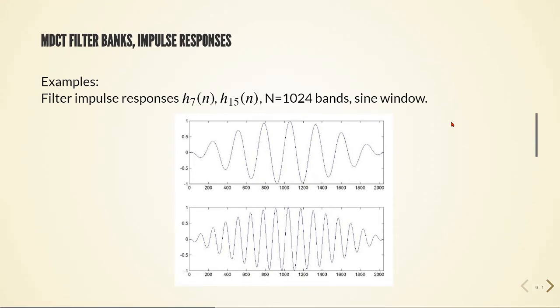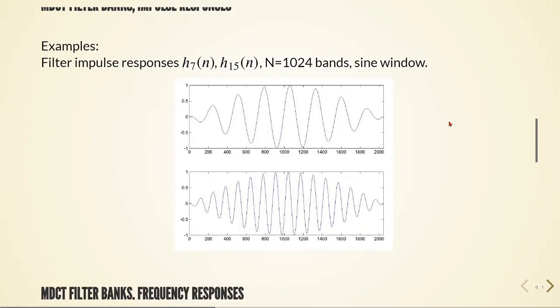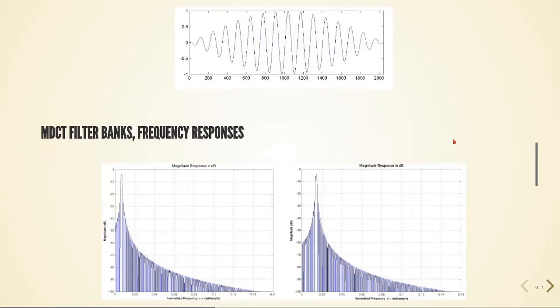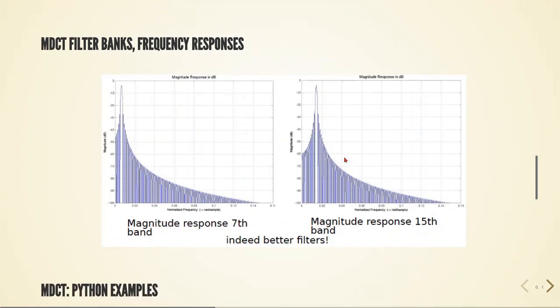And here we can see some examples of the filter impulse responses using 1024 bands, for example, component H7 and component H15. Here is H7 and H15 using a sine window, and here we have the frequency response of the 7th band and of the 15th band, and we see that they are indeed better filters.